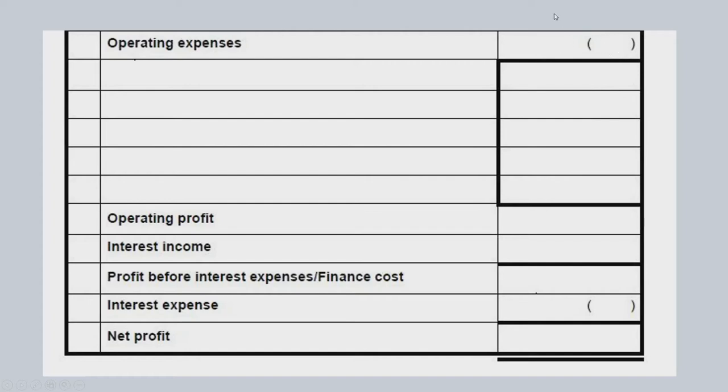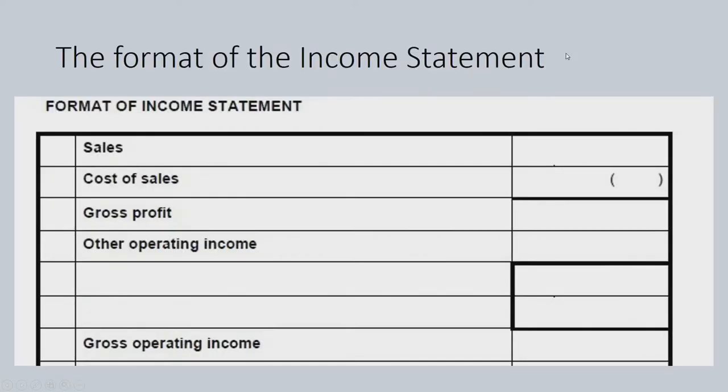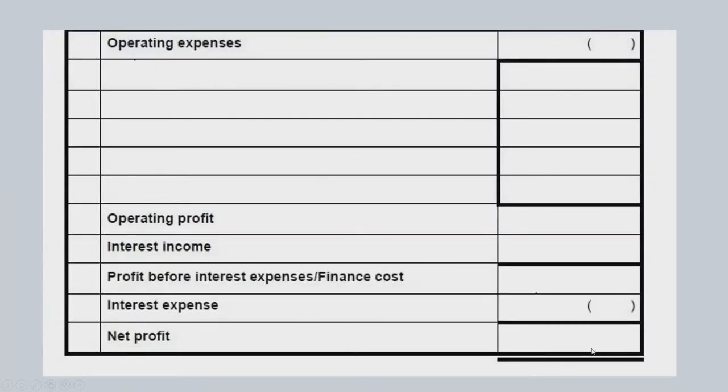Then you will take your gross operating income from your previous slide. Let me show you again. Your gross operating income here from your previous slide. Okay, then you're going to subtract your operating expenses and you're going to find your operating profit.